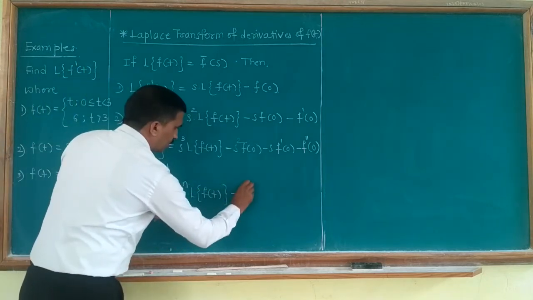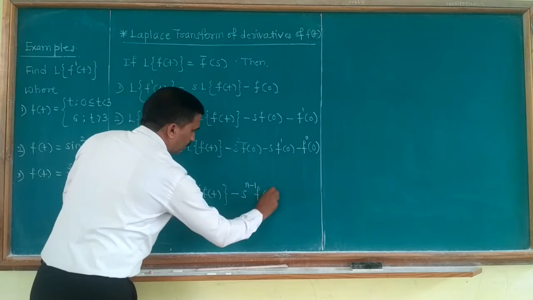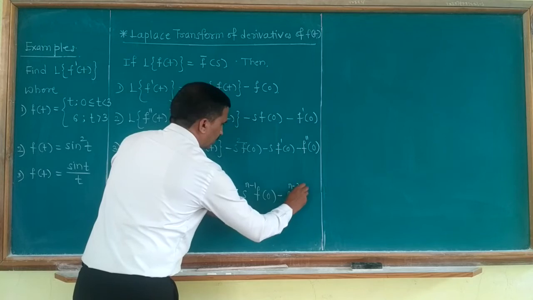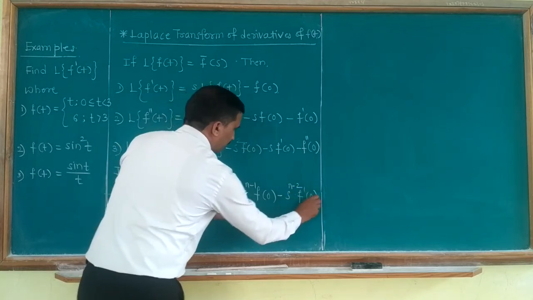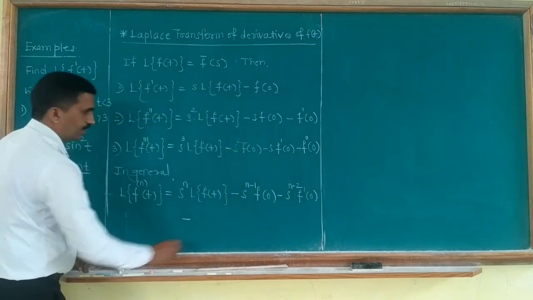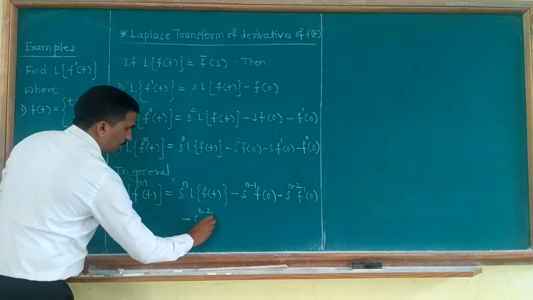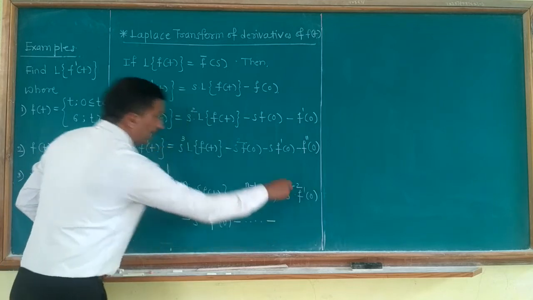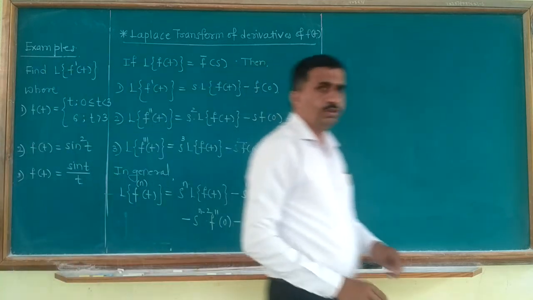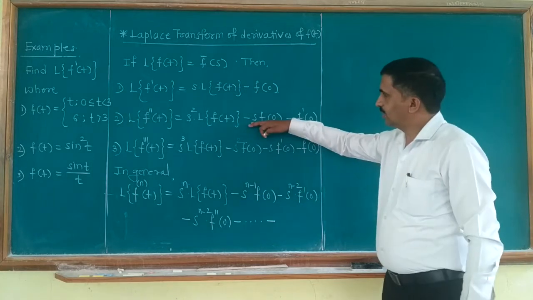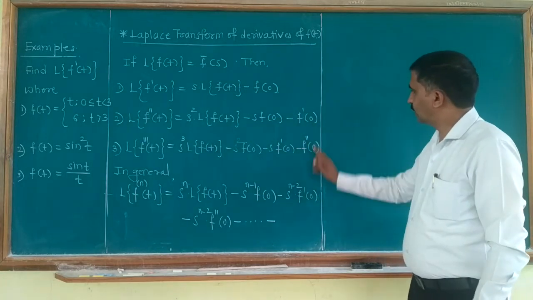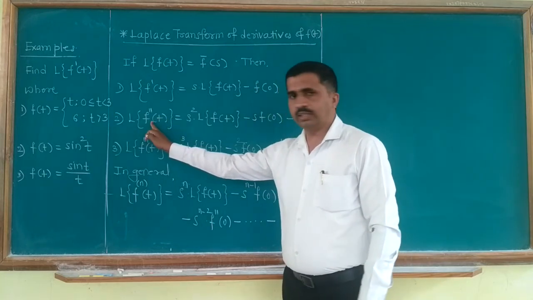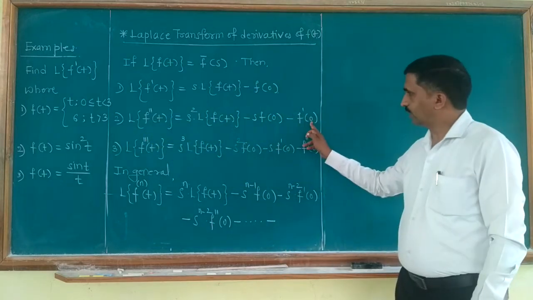so it is s raised to n minus 1, starting from f of 0. The next term is s raised to n minus 2 into f dash 0. The next term is minus s raised to n minus 3 f double dash of 0, minus, and so on. And check the last term. To check the last term, let us consider the second and third order. Here f dash 0, here f double dash 0. Now you check the derivative of the given function. So whenever there is a second order derivative, you have to take f dash 0.